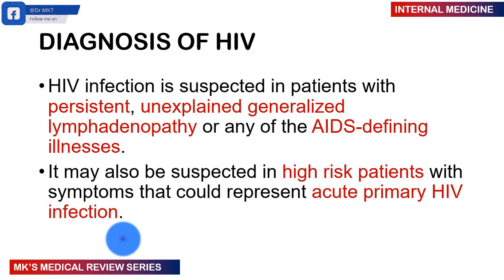So remember that when we make a diagnosis of HIV, we want to suspect HIV in patients that present with persistent or unexplained generalized lymphadenopathy, or generally any patient who has an AIDS defining illness. Then we want to do a test on them. We may also get a history of high risk behaviors, and they may also present with symptoms that may represent an acute primary infection. We talked about those symptoms in the prior video.